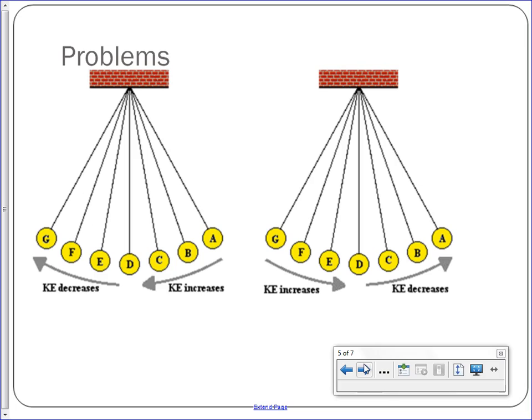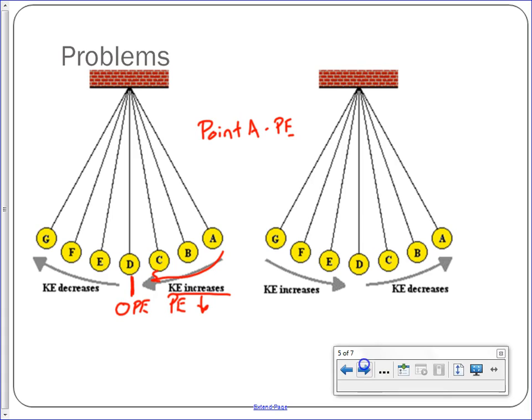So at point A, we have potential energy, but no kinetic energy. We see no motion when it reaches this point for a brief second. As it swings this way, like the diagram mentions, we see kinetic energy increase and potential energy decrease, until we hit this point here, at point D, where we have all kinetic energy. So we have a large amount of kinetic energy, and no potential energy.